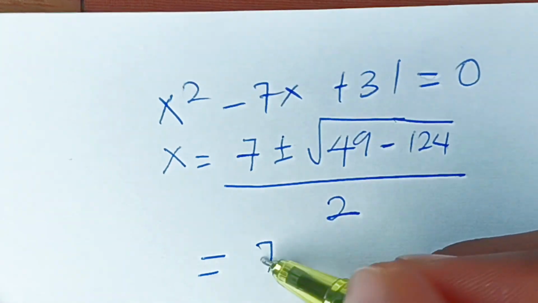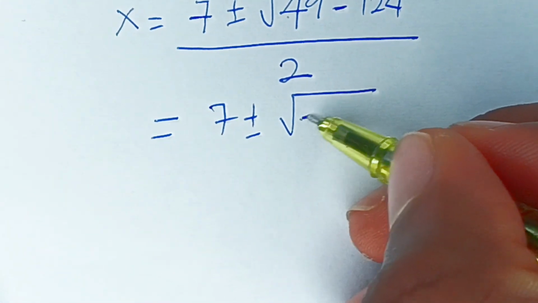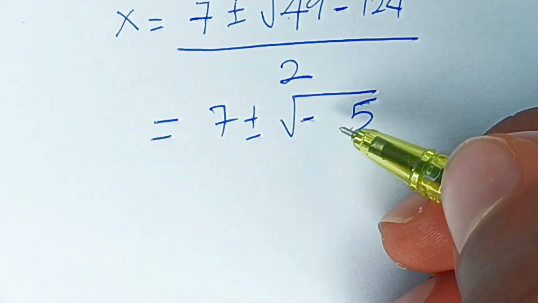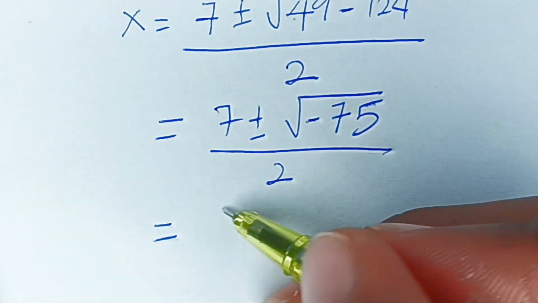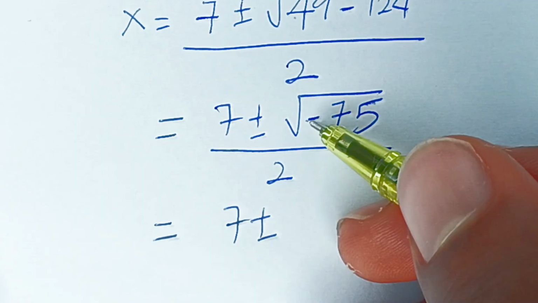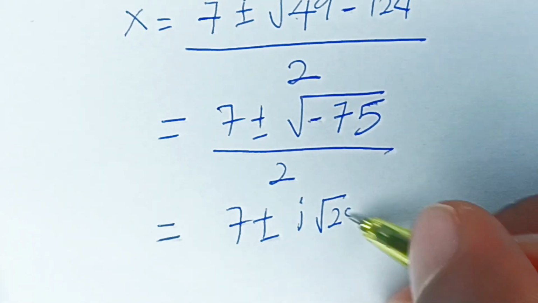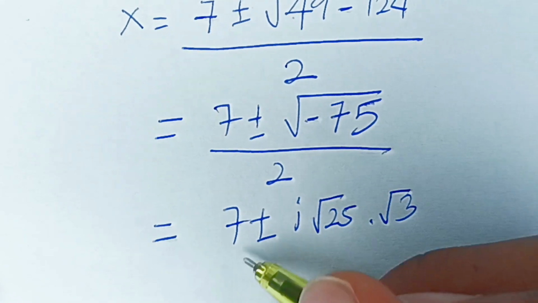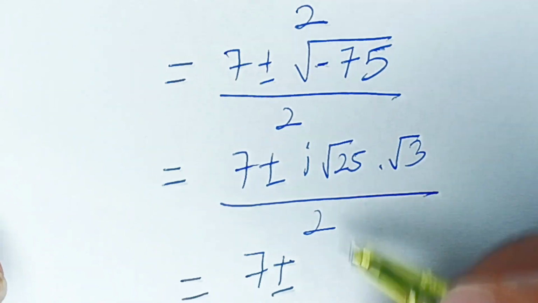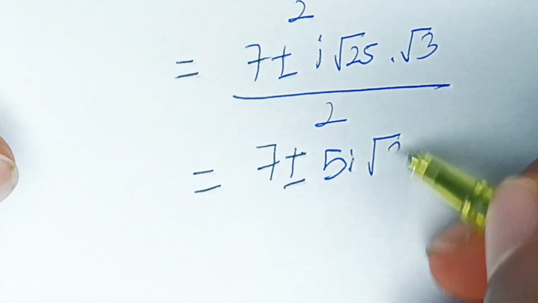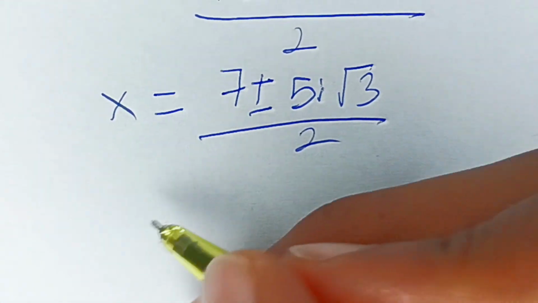This is equal to (7 ± √(−75)) / 2. This is equal to 7 ± √(−1) is i, so we have i multiplied by √25 multiplied by √3, divided by 2. So this is equal to (7 ± 5i√3) / 2. Remember that we also got that x = −4.